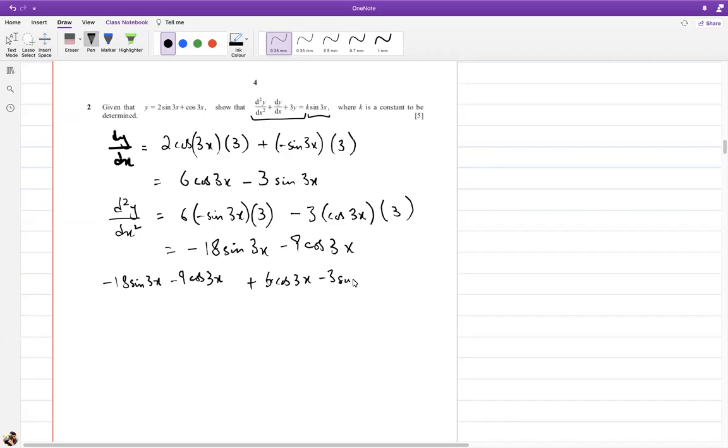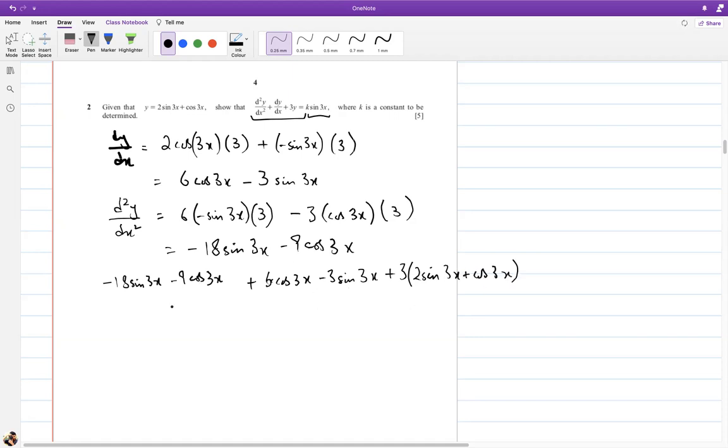Minus 3 sine 3x plus 3y. So what does that come out to be? And what was y? y was again 2 sine 3x plus cos 3x.